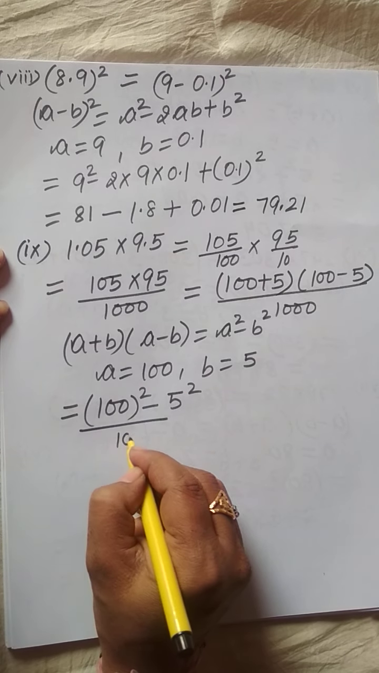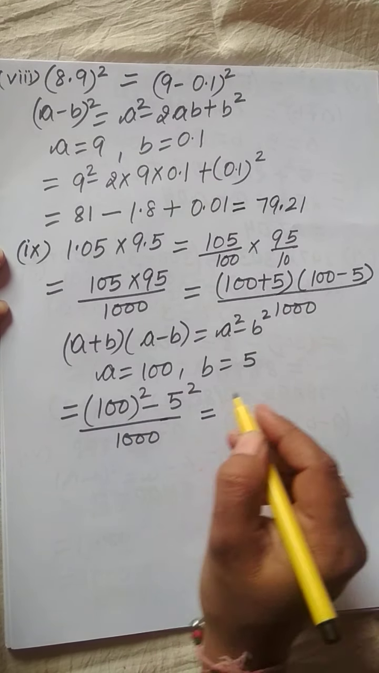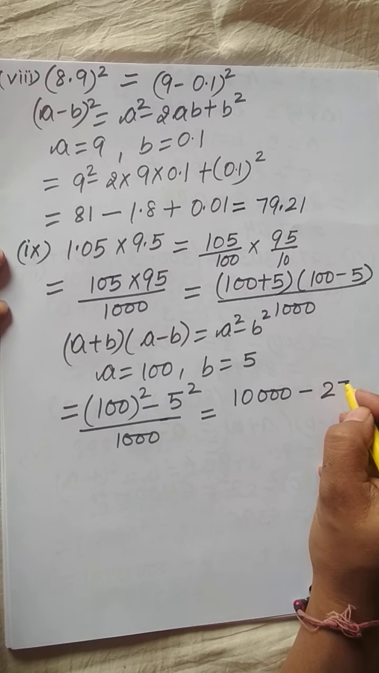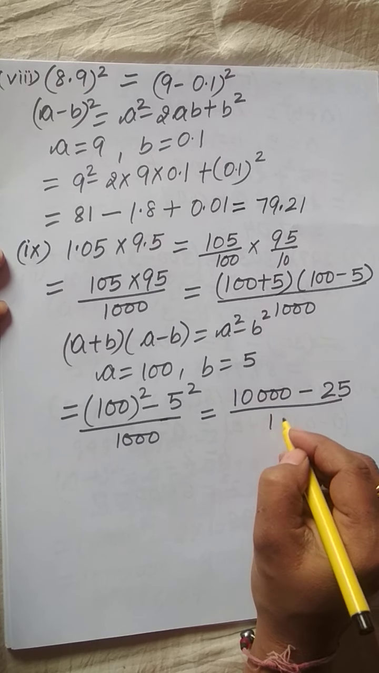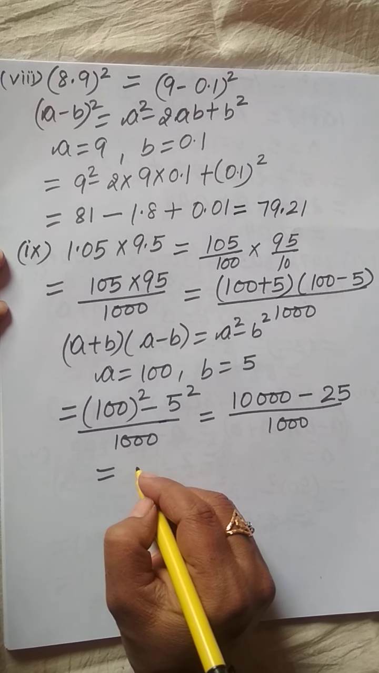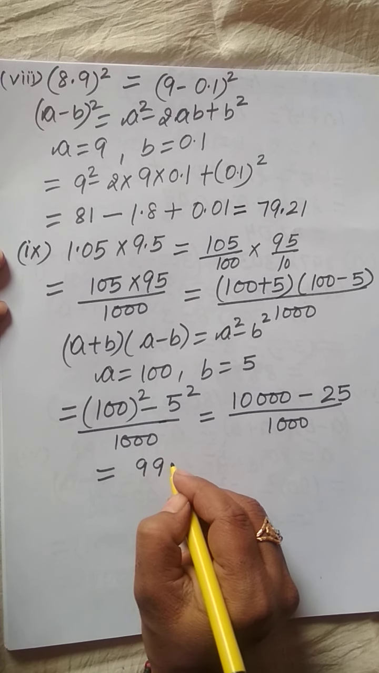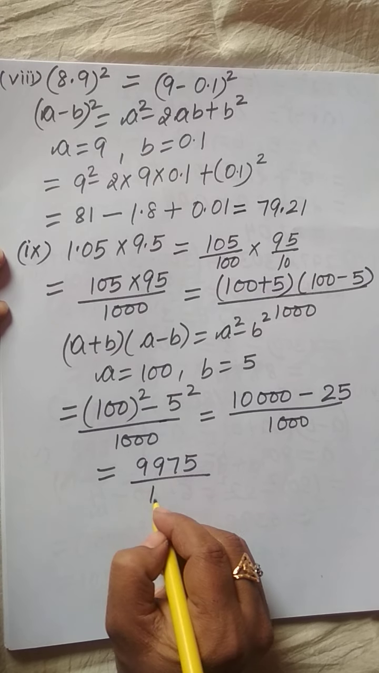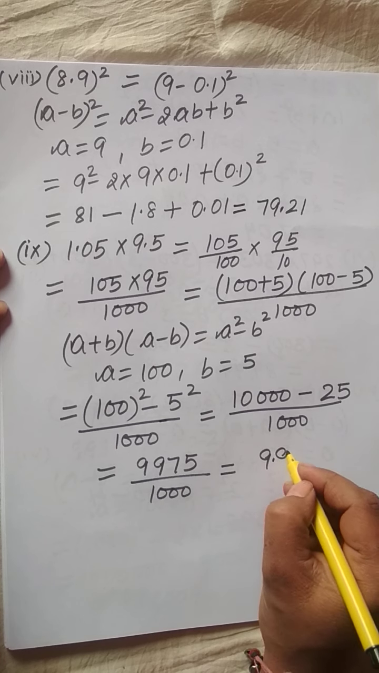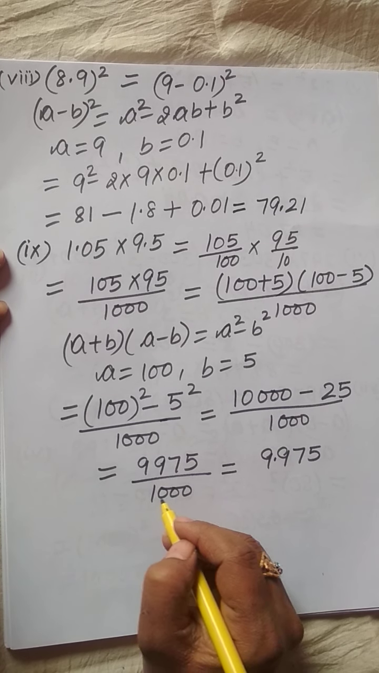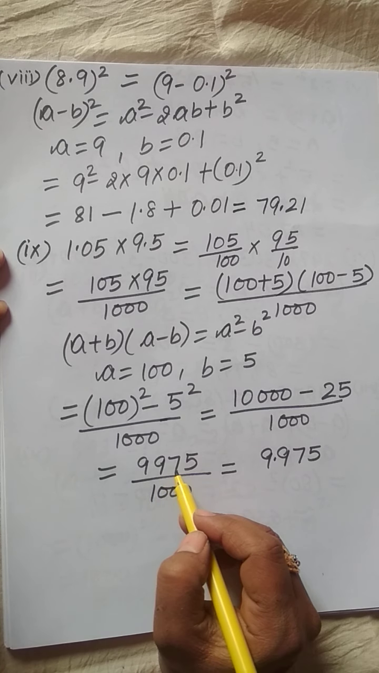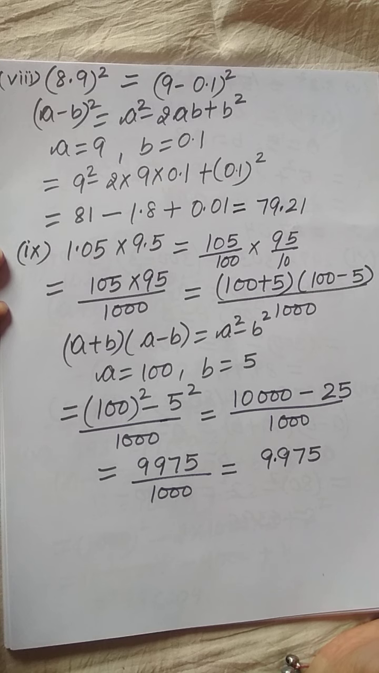Now square of 100 is 10,000, minus square of 5 is 25, divided by 1000. 10,000 minus 25 is 9,975 divided by 1000. Now put the decimal. It will be equal to 9.975. As it was 1000, so we have to take 3 digits after the decimal, that is 9.975 is the answer.